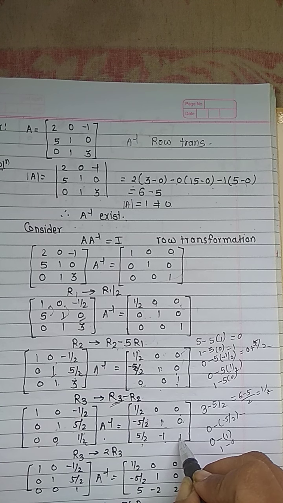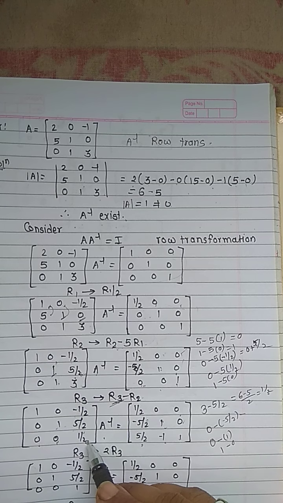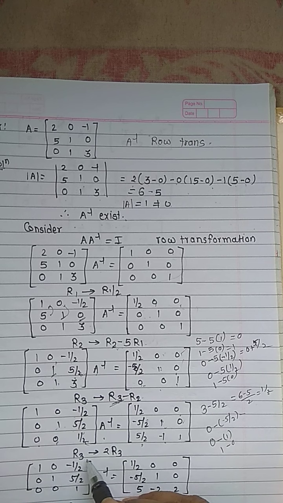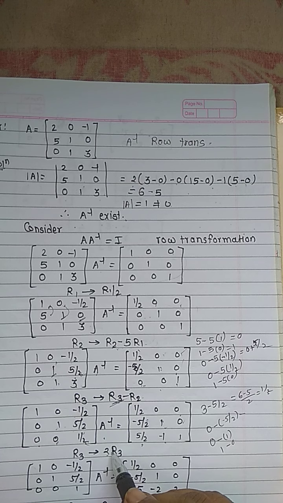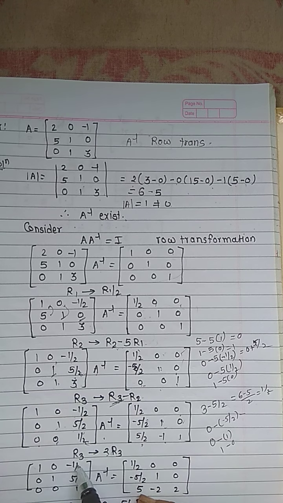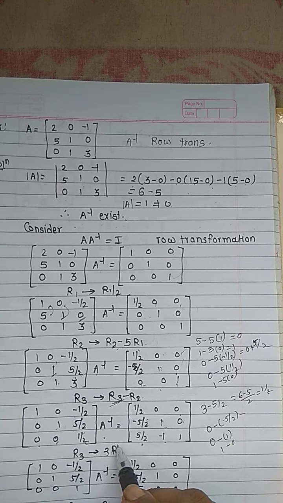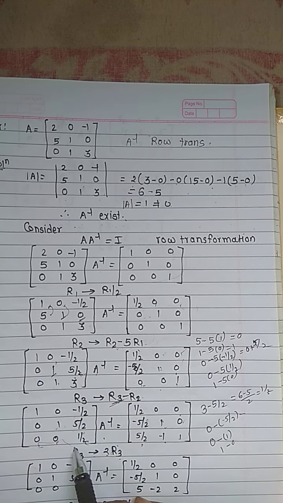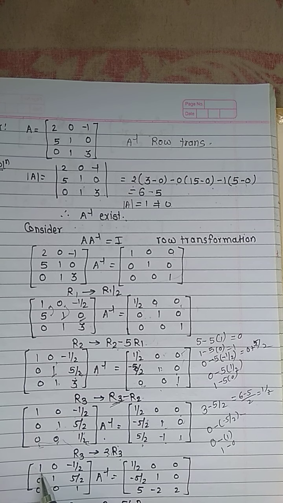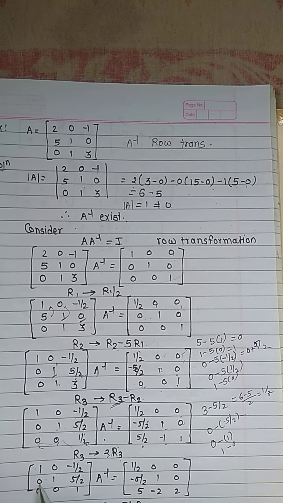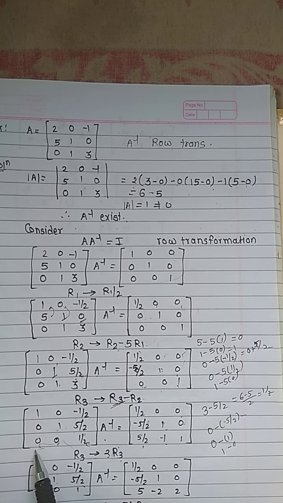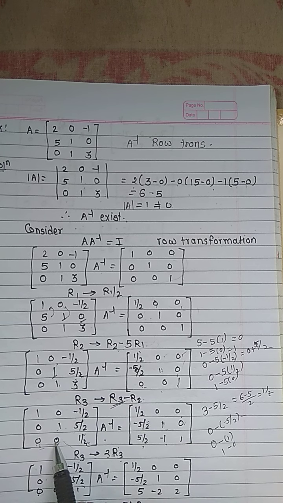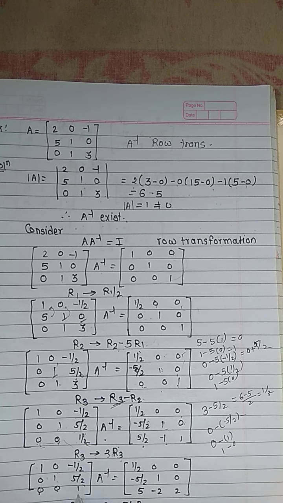Therefore, next step, convert A33 position element to 1 using the operation 2 into R3. That is, R3 changes to 2 times R3. We multiply each element of R3 by 2. We get 1 0 minus 1 by 2, 0 1 5 by 2. 2 into 0 is nothing but 0. 2 into 0 is nothing but 0. 2 into 1 by 2 is nothing but 1.